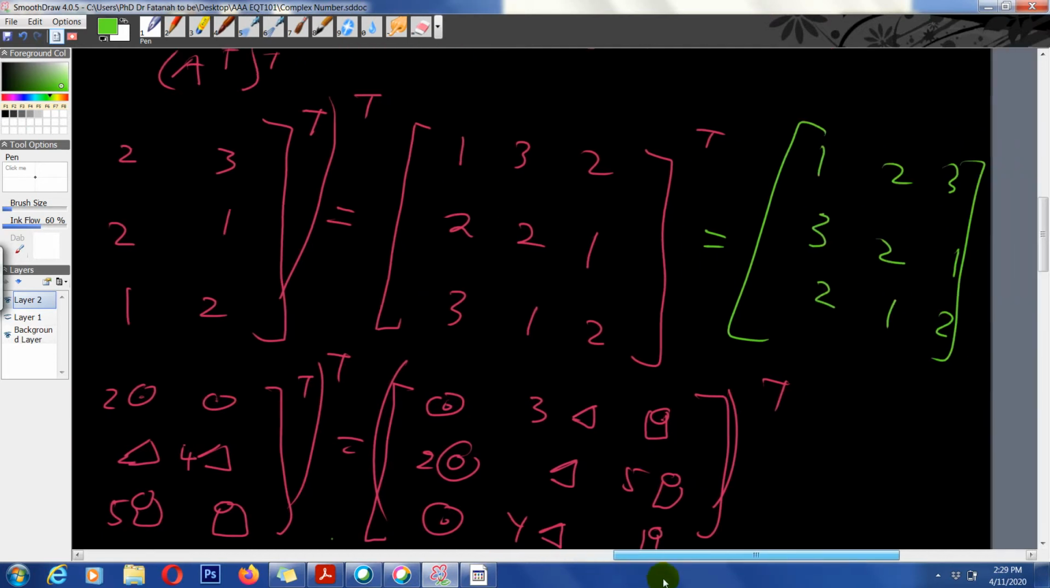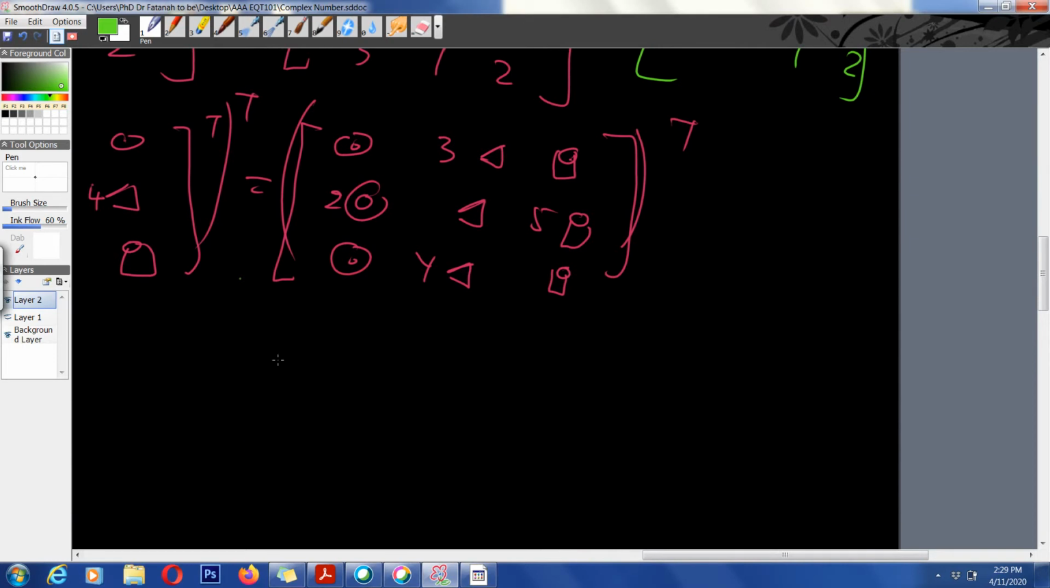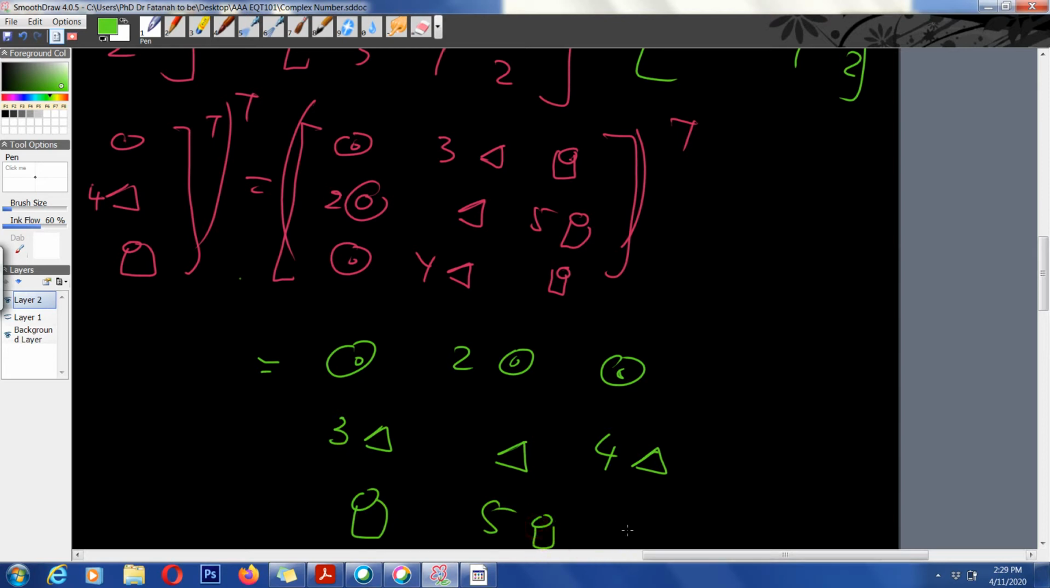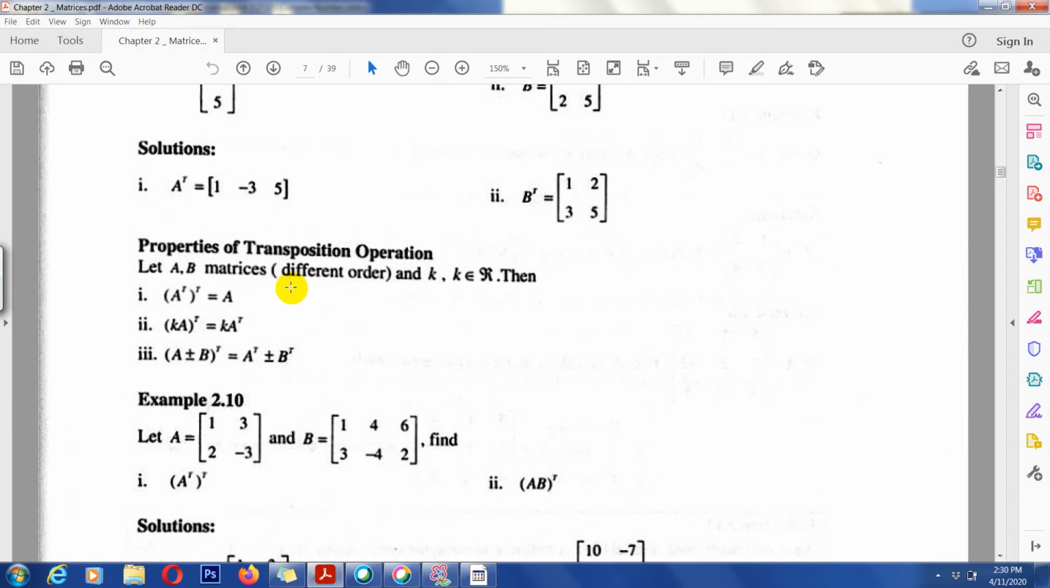The same also happens here. What should we do? We transpose this. What we get is the first row will be the first column. So donut, 2 donut, and donut again. 3 cake and cake and 4 cake. We have a T, we have 5 T, we have T. Right, so we get the same matrix. Alright, that is the transpose property.